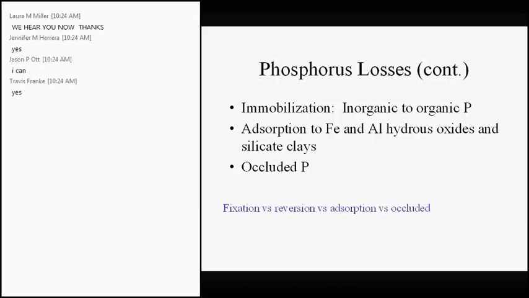We get a little of that dissolving and precipitation, and then all of a sudden the calcium phosphate, which doesn't dissolve and precipitate very well, actually gets buried within the calcium carbonate. So that is what we call occluded. So there's a difference between fixation that goes with iron and aluminum and possibly manganese. Reversion is mainly calcium and, to a lesser extent, magnesium. The adsorption goes with the iron, aluminum oxides and hydroxides and silicate clays, and the occluded goes mainly with calcium carbonate.